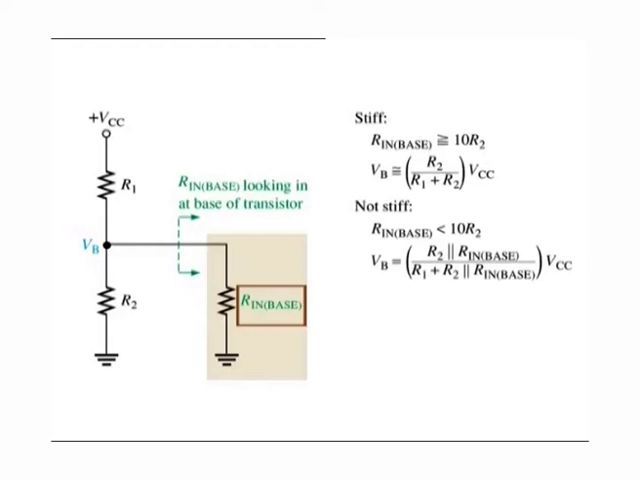You can quickly estimate the loading effect by comparing R in base to the resistor R2 in the voltage divider. As long as R in base is at least 10 times larger than R2, the loading effect will be 10% or less and the voltage divider is stiff. If R in base is less than 10 times R2, it should be combined in parallel with R2.